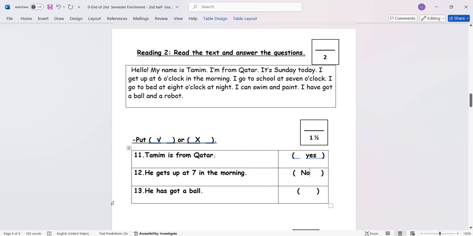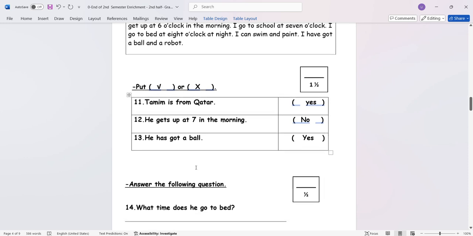Okay, we move to number 13. He has got a ball. We go back again to the text to check. Has he got a ball? Yes, that's right. I have got a ball. So the answer is yes.